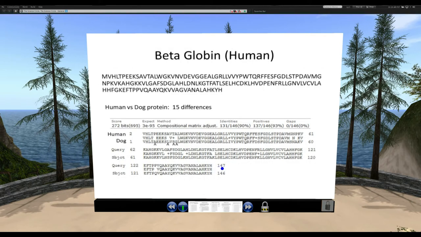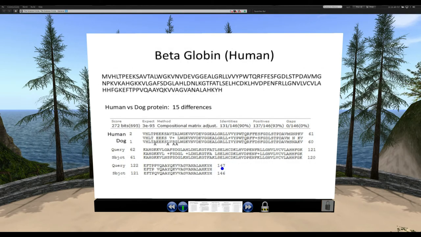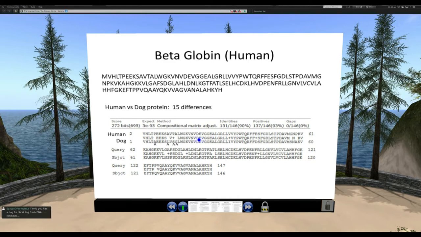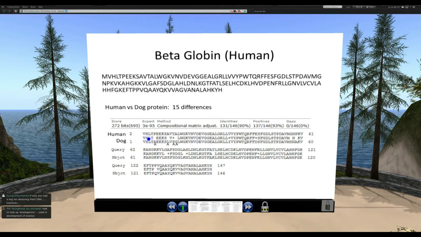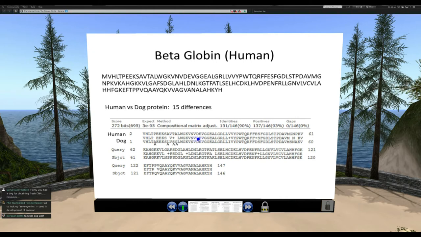So this is the beta globin sequence, the protein sequence for beta globin in humans. And down below that, we have an alignment between the human and the dog beta globins. And the middle line in this alignment tells you how many of these amino acids are not changed. So if it's the same as the top and the bottom line, then they're not changed. But if you've got a gap in that middle line, or some other symbol in that middle line, then that represents a change that has occurred.